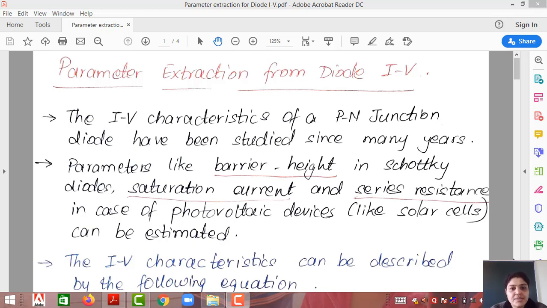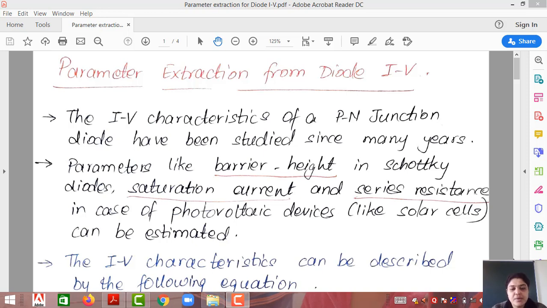Hello students, today we are going to discuss another topic of the chapter measurements, that is parameter extraction from diode IV. Now you all are aware about the VI characteristics of a PN junction diode. What do you mean by VI characteristics? The forward voltage is applied, it is changed in regular intervals and the current through the diode is measured.